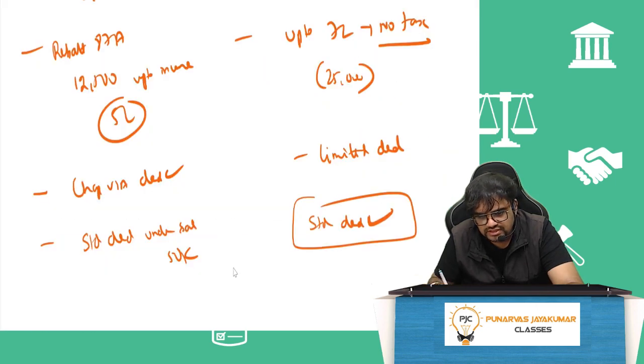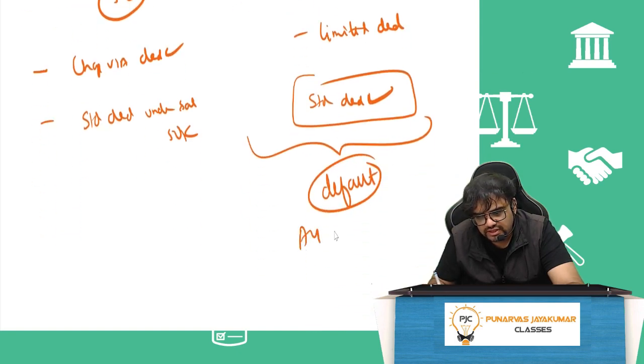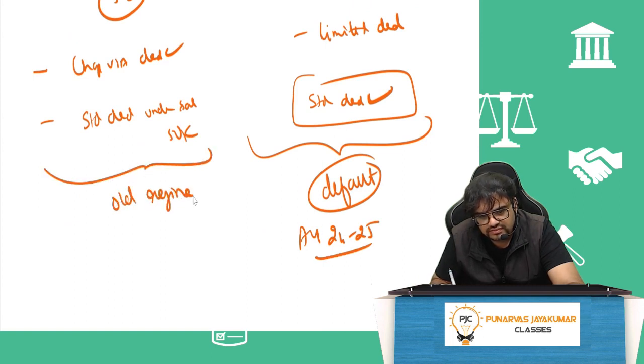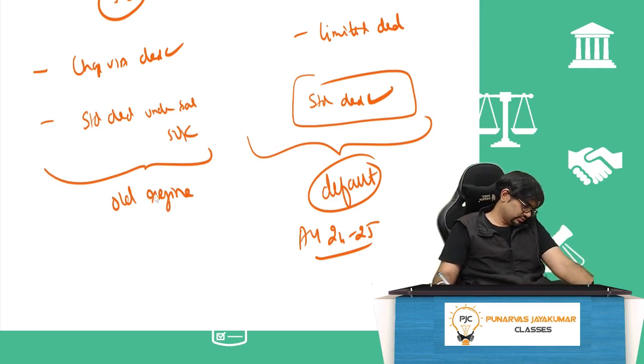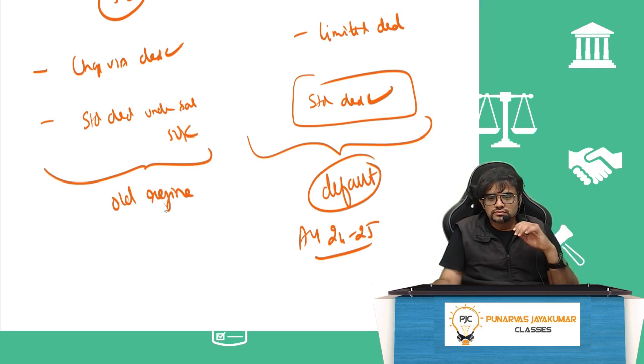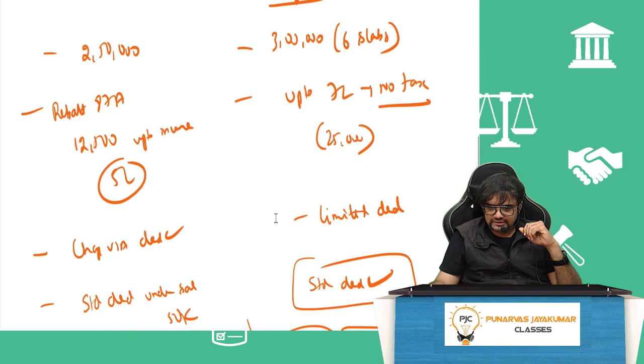And this is the default regime now. From assessment year 24-25, this has become the old regime. But I have a choice. I can take anything. I can take both. No problem. So that rebate, whatever we discussed, is still applicable. Only in the new regime, which is the default regime, they have changed it.